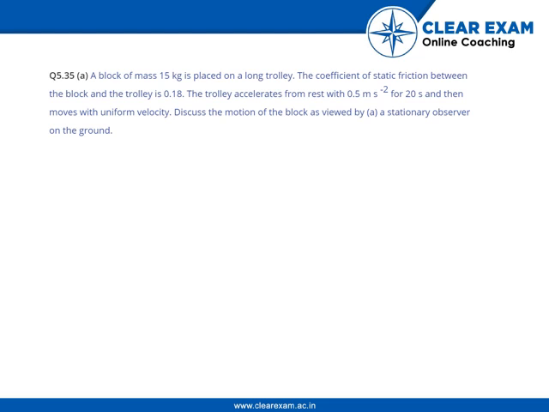A block of mass 15 kg is placed on a long trolley. The coefficient of static friction between the block and the trolley is 0.18. The trolley accelerates from rest with 0.5 meter per second squared for 20 seconds and then moves with uniform velocity. Discuss the motion of the block as viewed by a stationary observer on the ground.